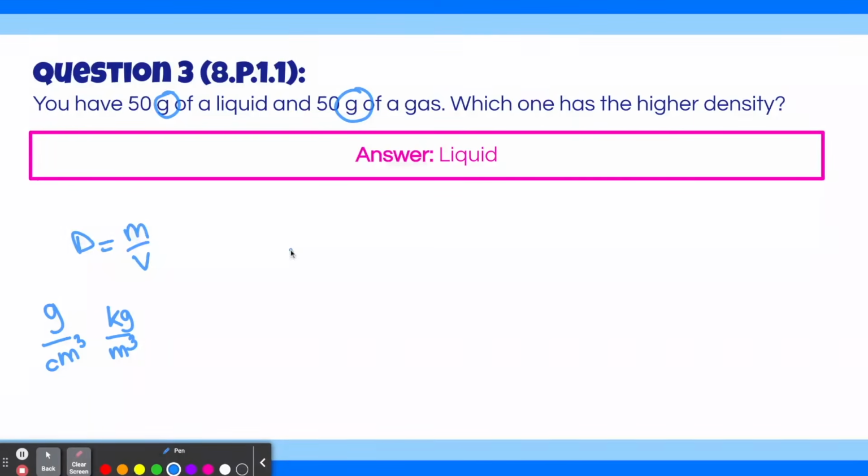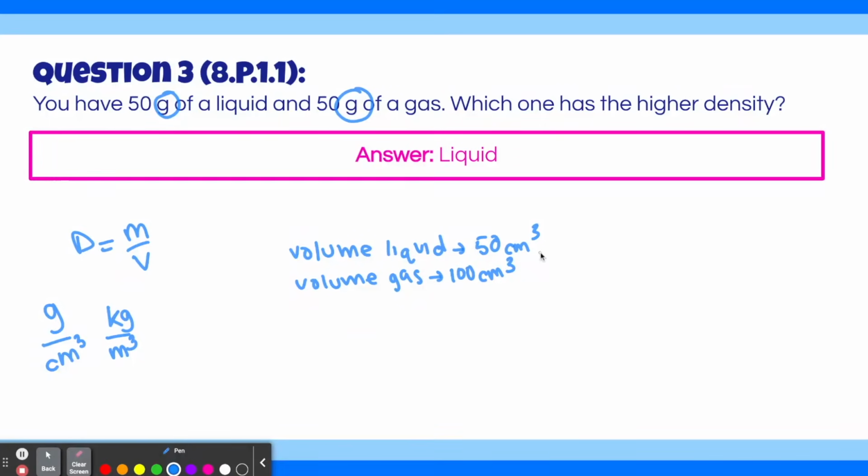So let's say that the volume of the liquid is 50 cubic centimeters. And the volume of a gas is 100 cubic centimeters. So these are just some random values that we plugged in. All that's important is that the volume of the liquid is less than the volume of the gas because they're the same mass and gas particles are more spread out.